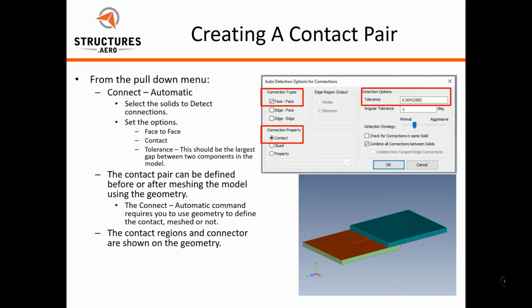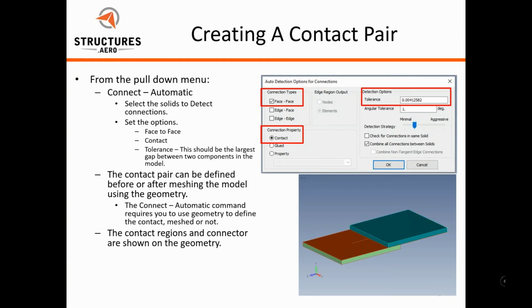But just to give you the highlights here, we're going to select 2 solids to connect or more. We're going to select the options for face-to-face and contact, and then the tolerance, which again should be larger than your gap. So if you had a gap of 5 thousandths between your 2 components, you would want to make sure that tolerance is larger than that gap. You can define the contact using geometry before or after meshing. So you have that flexibility to use the geometry.